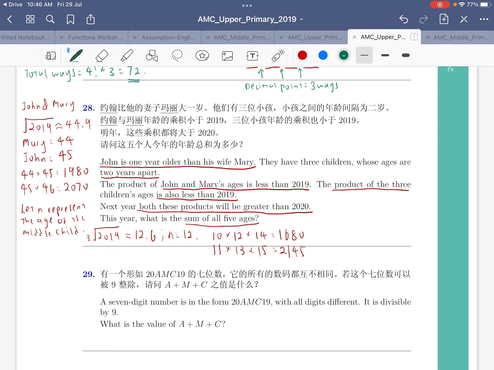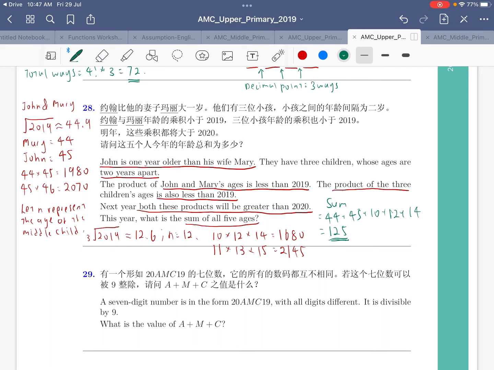But is that all? No, right? In this case over here, we have to find the sum of all their 5 ages. So the sum is going to be 44 plus 45 plus 10 plus 12 plus 14, which is equal to 125.